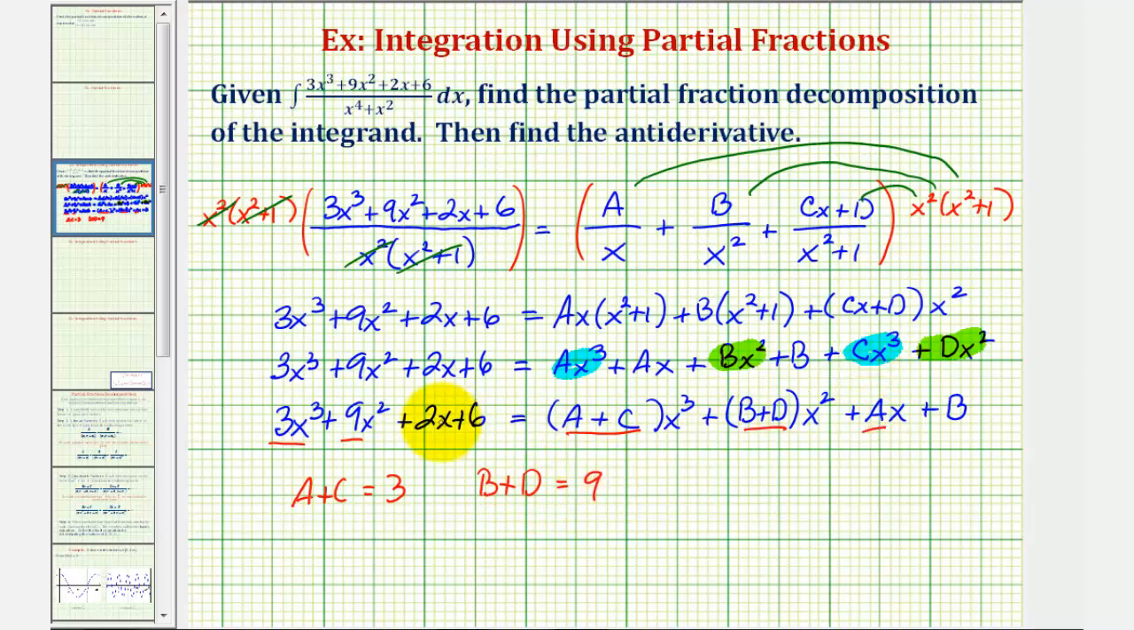A must equal 2. And finally, B must equal 6. Well, notice if A equals 2 and A plus C equals 3, we know C equals 1. And if B plus D equals 9, and we know B equals 6, we know D must equal 3.